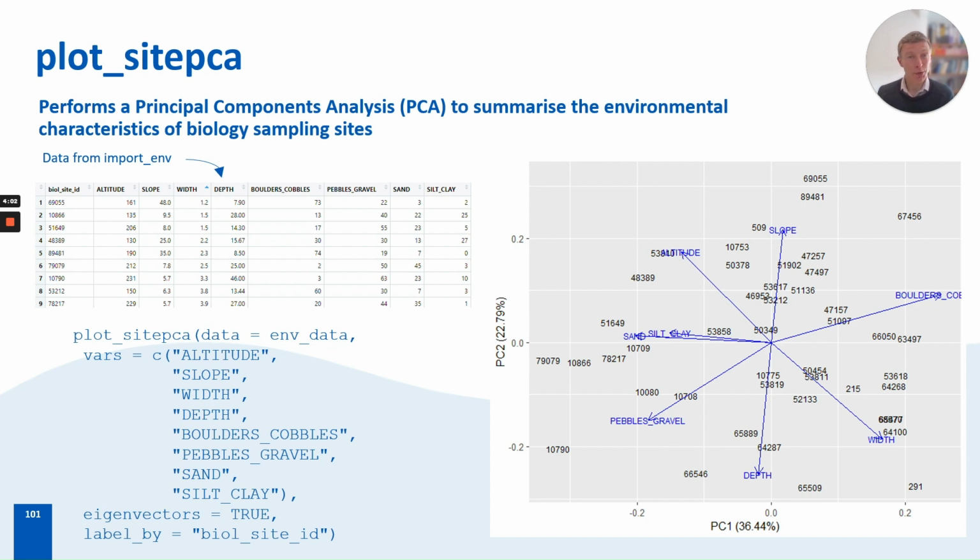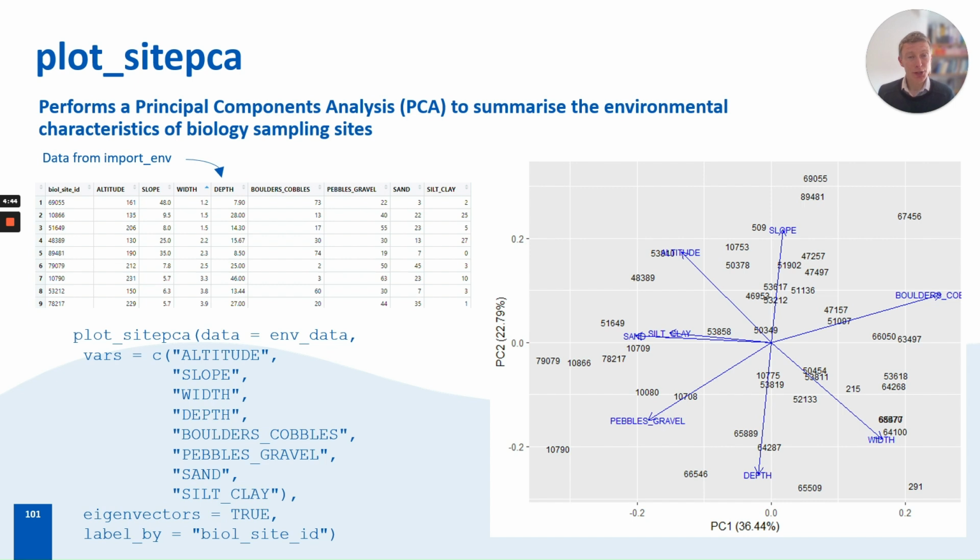So we can broadly interpret this as a substrate gradient, with sites on the left having finer substrates and sites on the right having coarser substrates. Then if we look at the vertical dimension, the second principal component, we see that that's positively correlated with slope and altitude and negatively correlated with width and depth. We can therefore interpret that second vertical axis as a gradient, with sites at the bottom being larger, deeper watercourses, typically in lowland environments, and towards the top we have smaller watercourses at higher altitudes with steeper gradients.